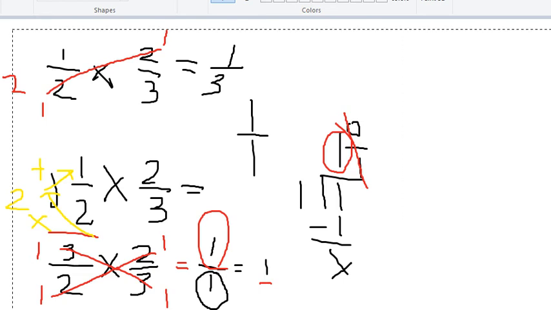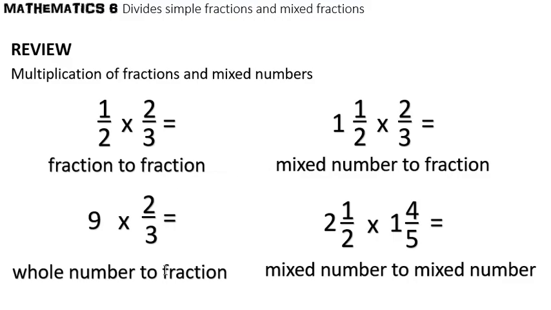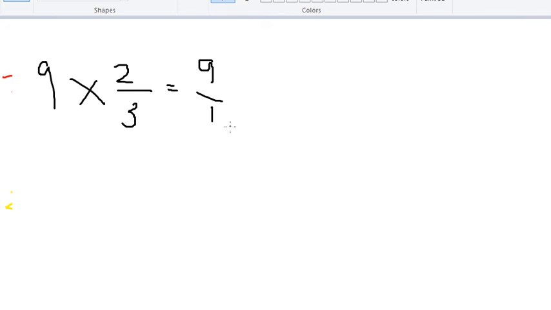So, next. Yun namang whole number to fractions. Paano mag-multiply ng whole number sa fractions? Let's say 9 times 2/3. Ang iba, nagtataka sila, sir, nasan po ba yung denominator ng 9? Ang whole number po, laging ang kanyang denominator is equals to 1.